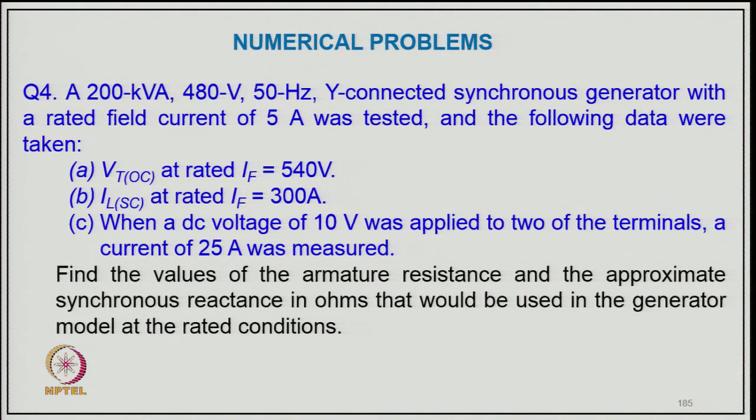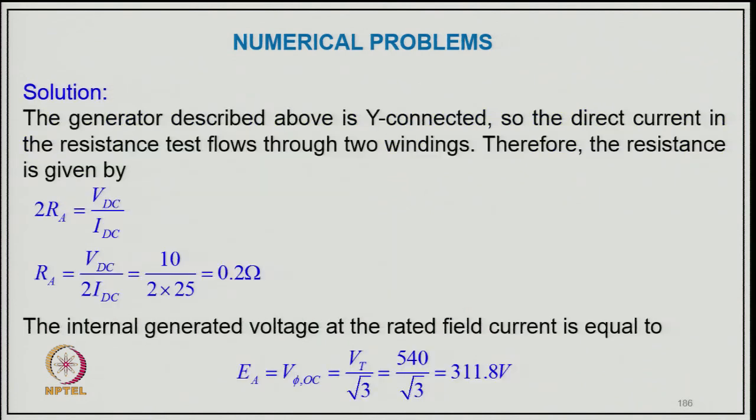Now, coming to example 4, a 200 kVA 480 volt 50 hertz star connected synchronous generator with a rated field current of 5 ampere was tested, and the following data were taken. Vt open circuit voltage at rated I_F equal to 540 volt, rated short circuit line current at rated field current 300 ampere. When a DC voltage of 10 volt was applied to two terminals, a current of 25 ampere was measured. To find the value of armature resistance and the approximate synchronous reactance in ohm that will be used in the generator model at the rated condition.